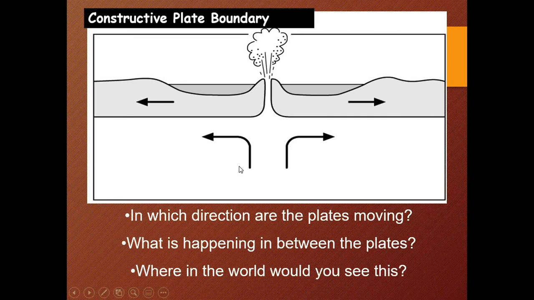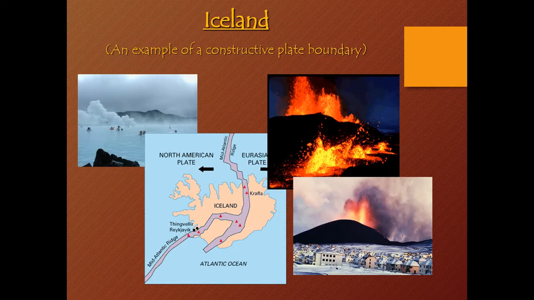So again, they're moving away from each other. What is happening between the plates? Convection currents are dragging them across, leaving the opportunity for molten rock to rise. It reaches the top, and there you can create new land as it starts to cool. And where in the world would you see this?